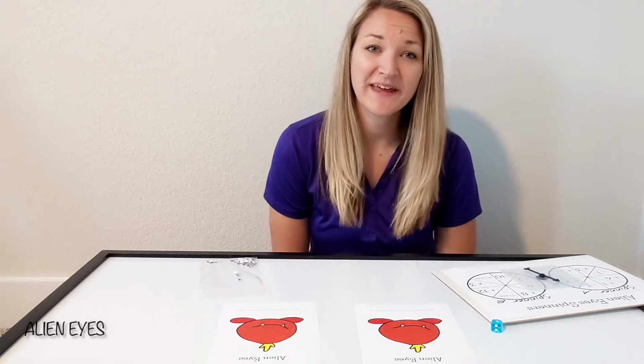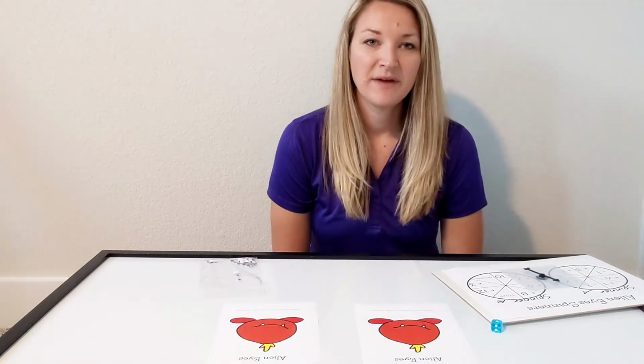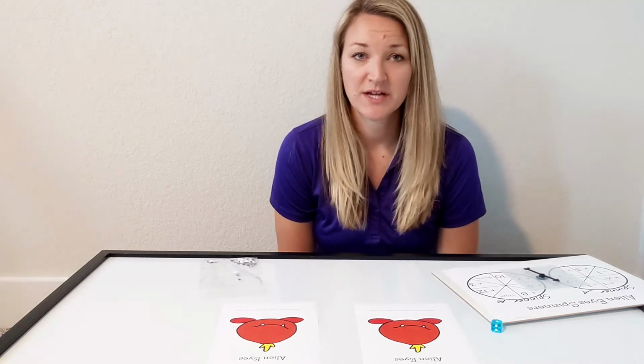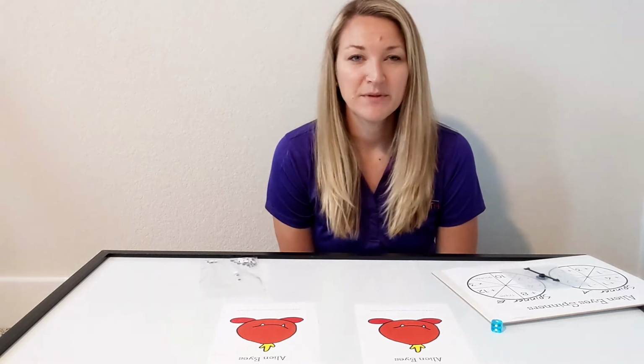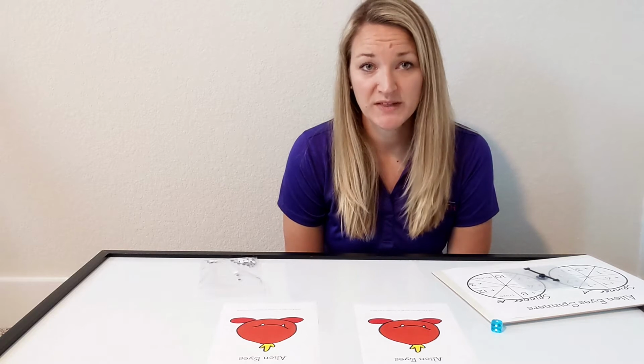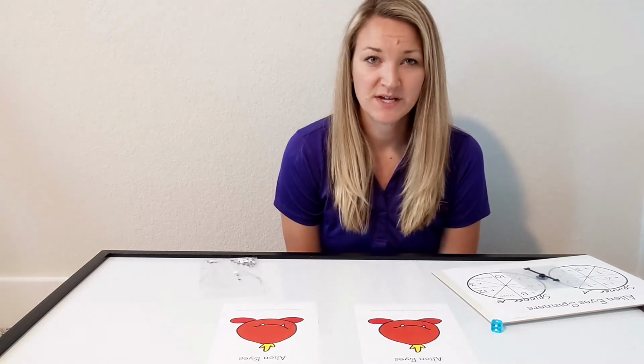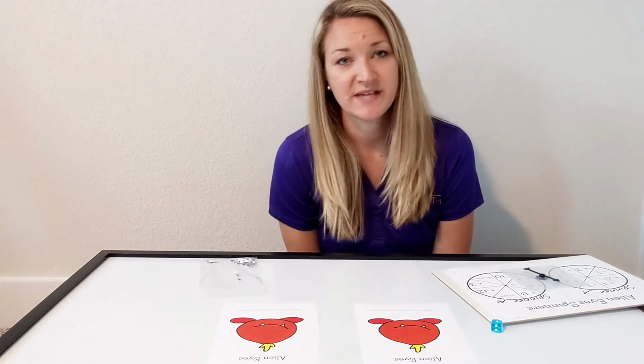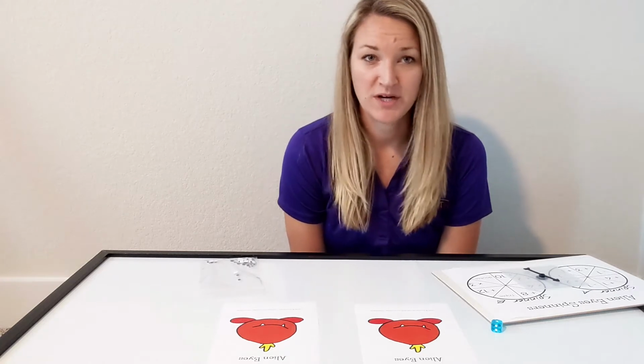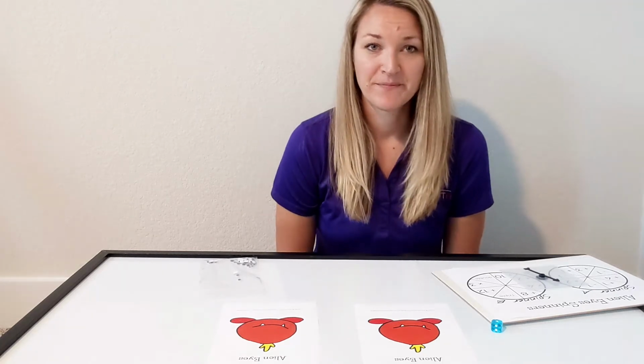Okay, let's talk about the game Alien Eyes. The main goal of this game is for students to look at two different quantities and be able to determine the relationship between them, or what process was done in order to produce the second quantity using the first quantity. So let's talk about how to play.